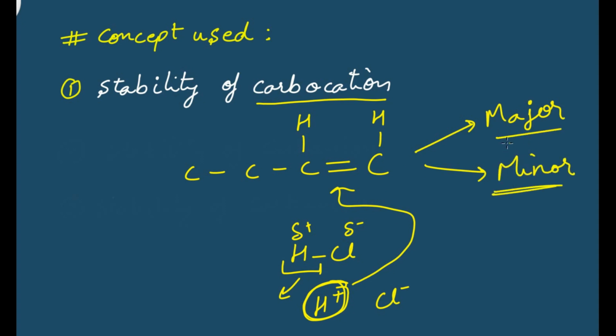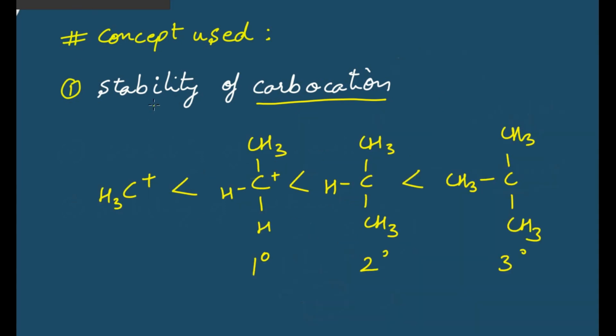Now which one is major and which one is minor? This you will know by understanding the stability of carbocation. So let's talk about the stability of carbocation. This in front of you is the stability of carbocation.